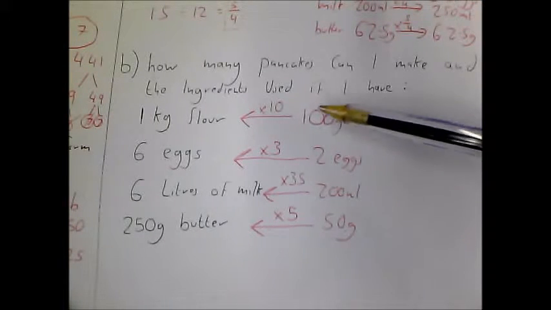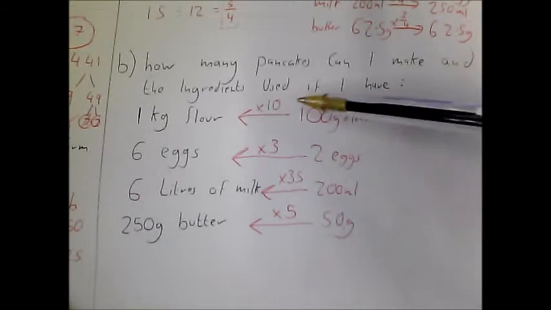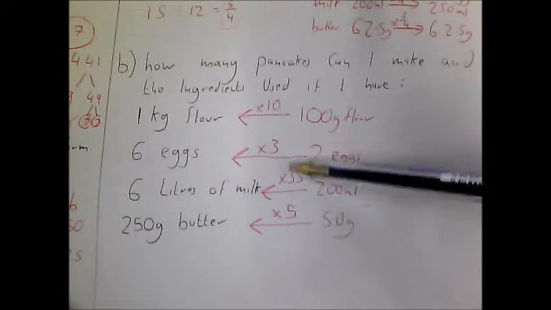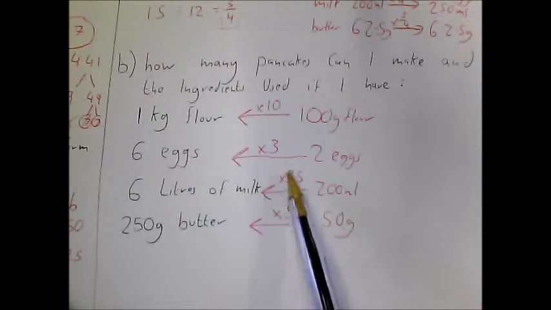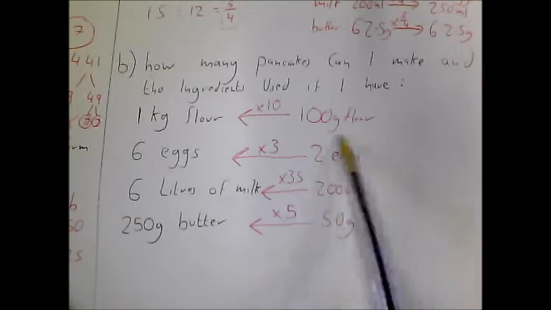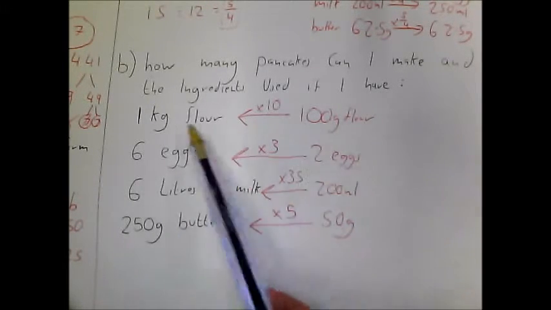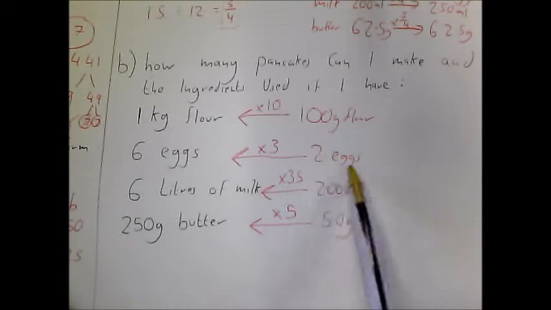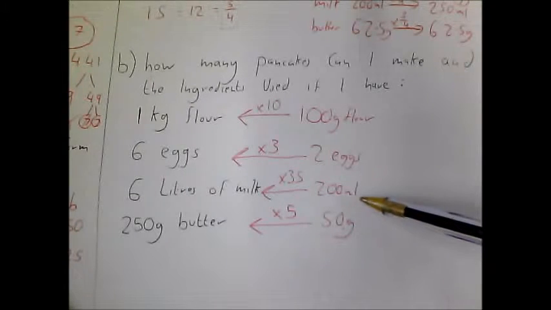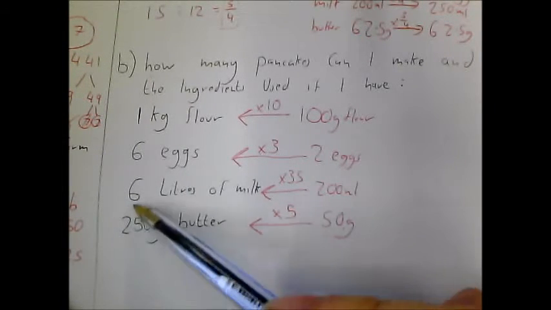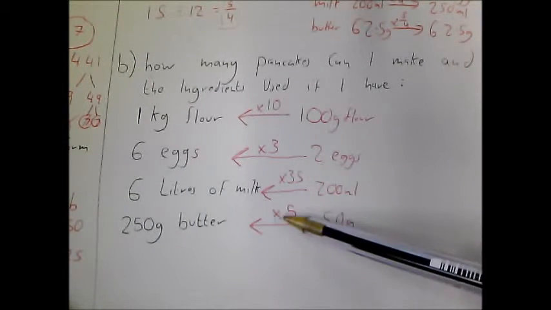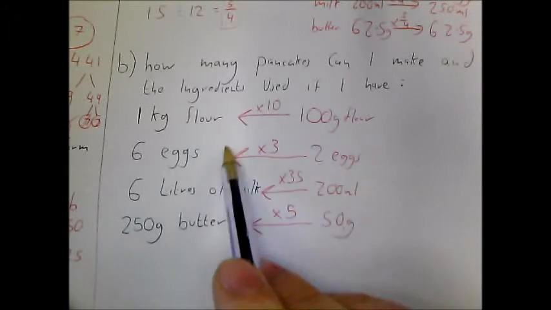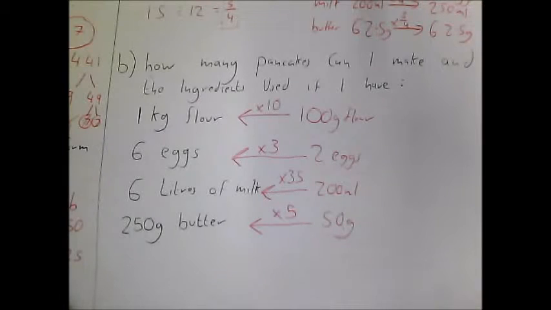Okay, so I need to choose the smallest number from here. Because if I multiply everything by 5, I won't have enough eggs. Or if I multiply everything by 10, to do the largest amount of flour that I have, I won't have enough eggs or butter. And if I multiply everything by 35, okay, I'll have enough milk, but I won't have enough butter, eggs, or flour. So I'm going to choose my smallest number here, which is multiply everything by 3.